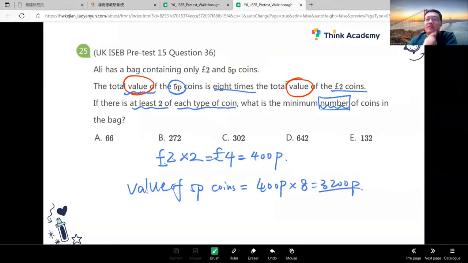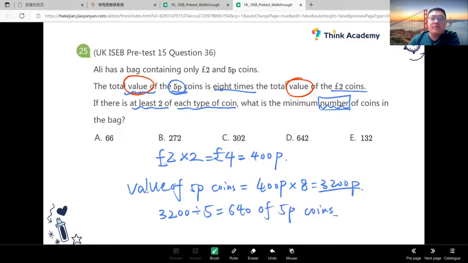So you have to use the number divided by 5, because each coin gives you 5 pennies, right? So the number of these 5p coins will be 3,200 divided by 5. How many of that do you have? You get 640 of 5p coins.